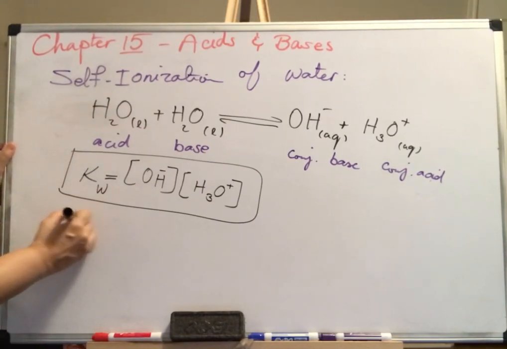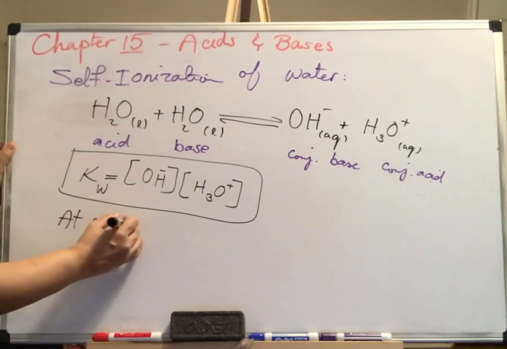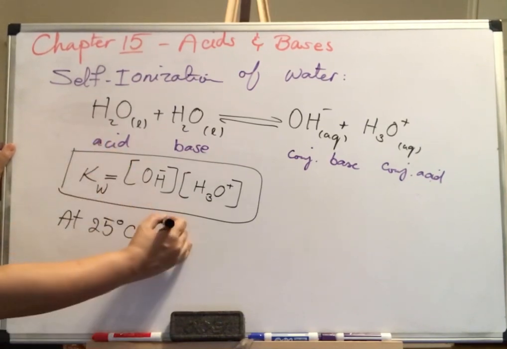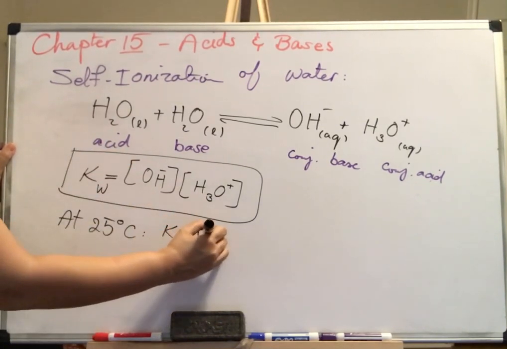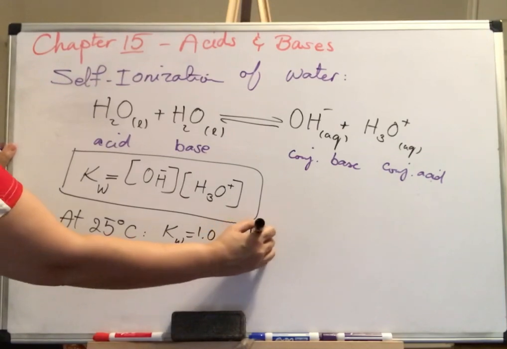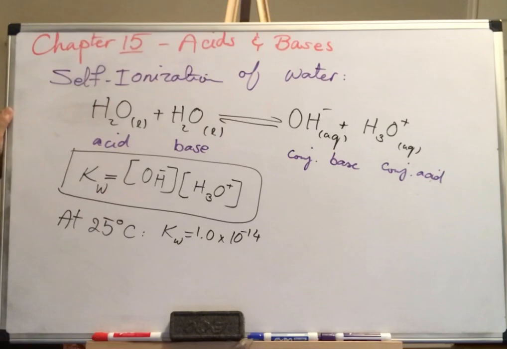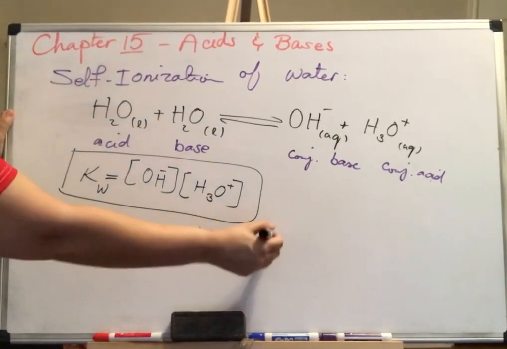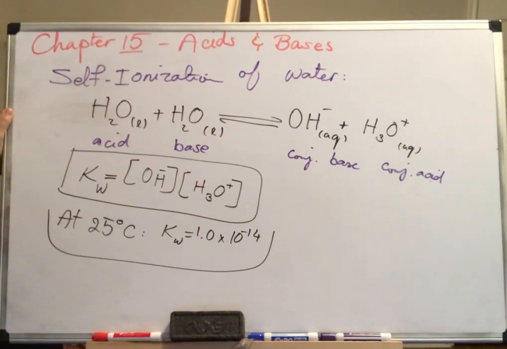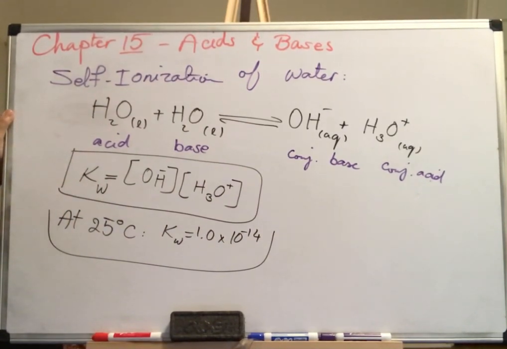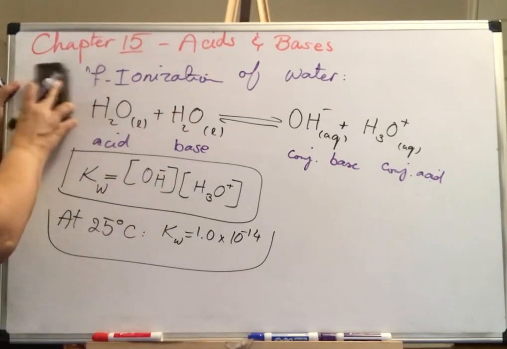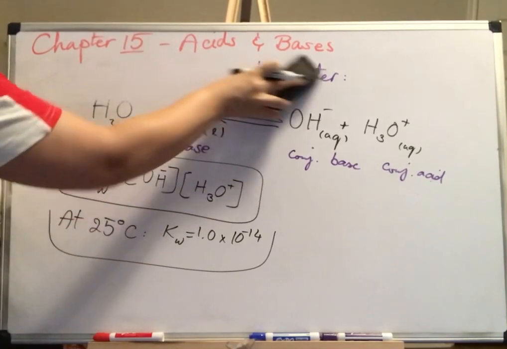This amount at 25 degrees Celsius, which is considered the room temperature, has been measured, which is 1 times 10 to negative 14. So this is the first formula. This will be given in the test, but you are supposed to know how to work with them. And I'm going to work only on solutions of strong acids and bases with you at the end of this chapter.